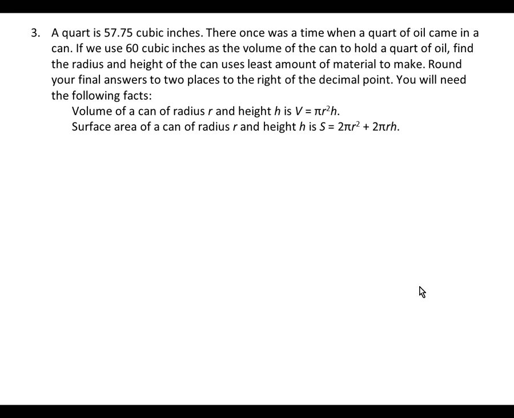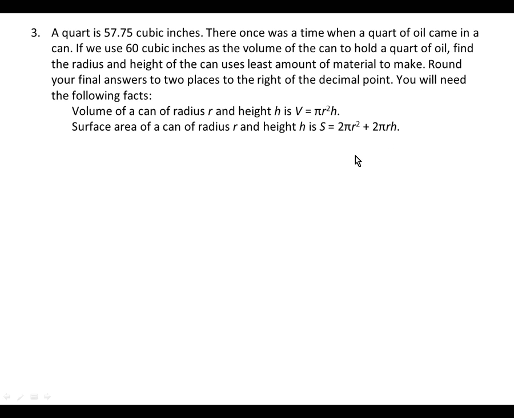You will need the following facts. The volume of a can of radius r and height h is volume equals pi r squared h. Notice it's two variables. And the surface area of a can of radius r and height h is S equals 2 pi r squared plus 2 pi rh. The 2 pi r squared, that's the top and the bottom. The 2 pi rh, that's that curved side of the can. It's actually called the lateral side.